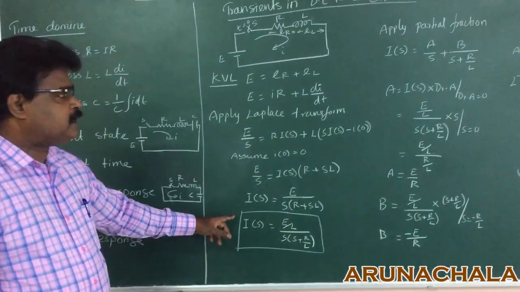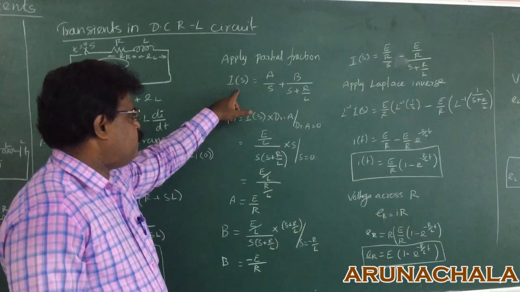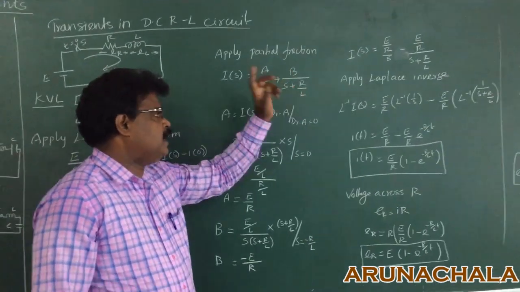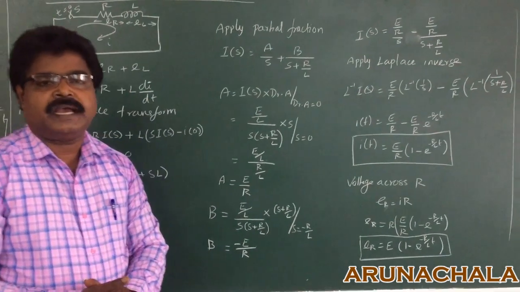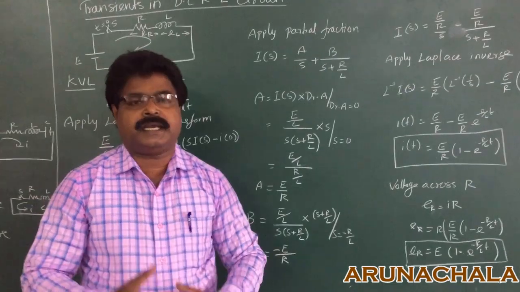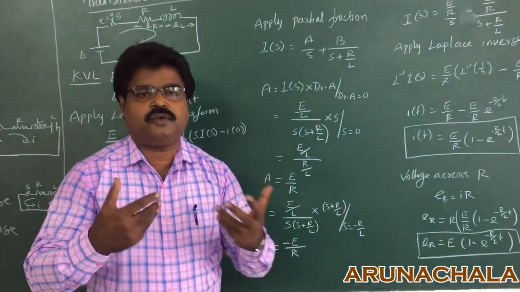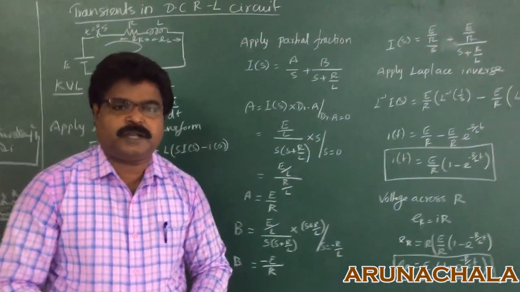Now we have to apply partial fractions. By applying partial fractions you can separate the terms. You know that I of S is equal to A by S plus B by S plus R by L. Now our aim is to find the values of A and B. Actually you follow some method in mathematics to find the values. Already you are familiar with partial fractions, so you calculated A and B in some different manner.